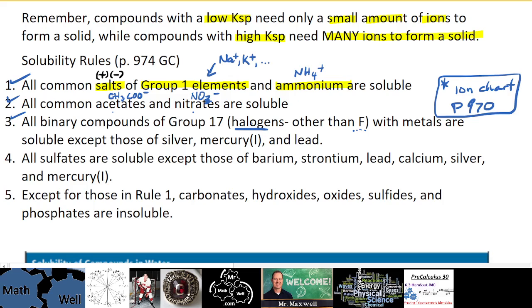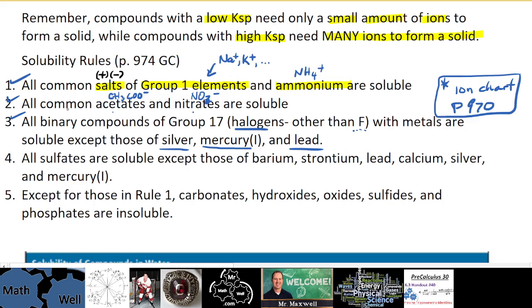But halogens generally with metals are soluble, except for silver ion, Ag+, with a halogen, generally not soluble. Mercury, that's mercury 1, Hg2 2+, with a halogen, not soluble. And lead, Pb, either 2+ or 4+, with a halogen is generally not soluble. Now, if it's with an F, you'll have to check the Ksp because it's kind of on the bubble there. But if it's chlorine or bromine or iodine, these are insoluble. Silver iodide would not be soluble. Mercury bromide would not be soluble, and so on.